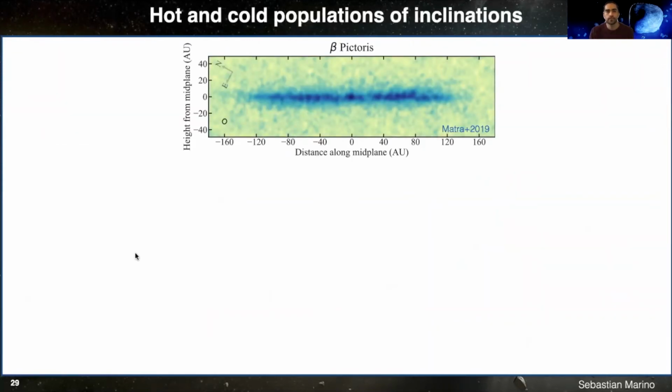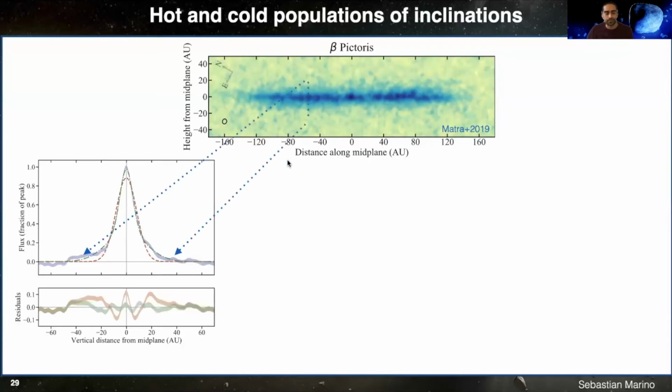So beta Pic is not only interesting because of the warp. It has also been shown that this system has hot and cold dynamical populations of inclinations. The evidence for this comes from the vertical distribution of the disk. So if we make a cut along the y-axis in this system, we can see that the vertical distribution, shown as this purple thick line, cannot be well fit by the dashed red line, which is the best Gaussian fit. It has a stronger peak and stronger wings, okay?